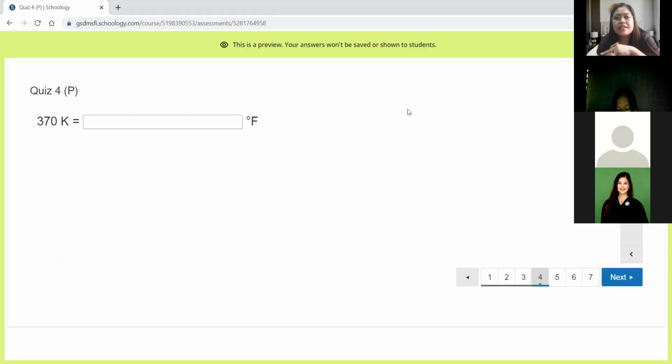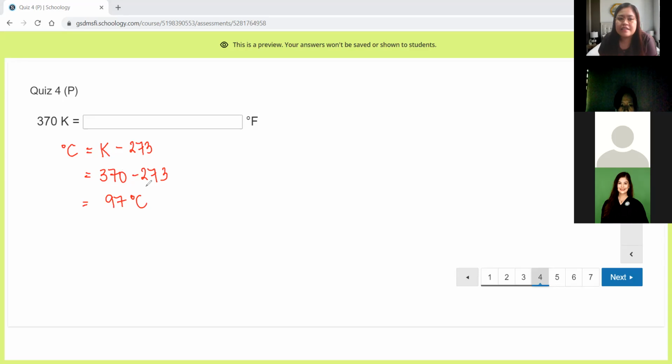Now, how about this? 370 Kelvin, and it needs to be converted to degrees Fahrenheit. Before you started computing, I told you to use 273, don't use 0.15. So, degrees Celsius is equal to Kelvin minus 273, which means 370 minus 273 is 97. This is 97 degrees Celsius.